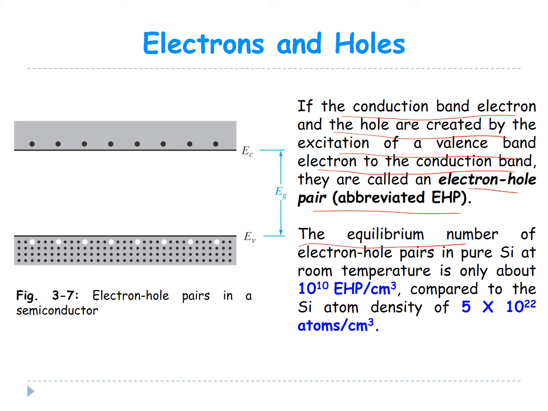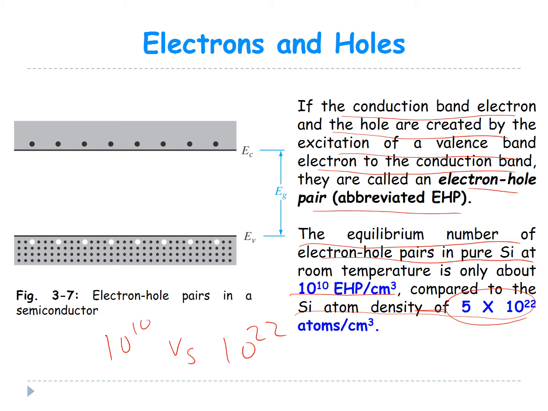The equilibrium number of electron-hole pairs in pure silicon at room temperature is about 10 to the 10 electron-hole pairs per cubic centimeter, compared to the silicon atom density, which is about 10 to the 22 atoms per cubic centimeter. So at room temperature you'll have 10 to the 10 versus 10 to the 22. So you can see that you have 12 orders of magnitude difference.